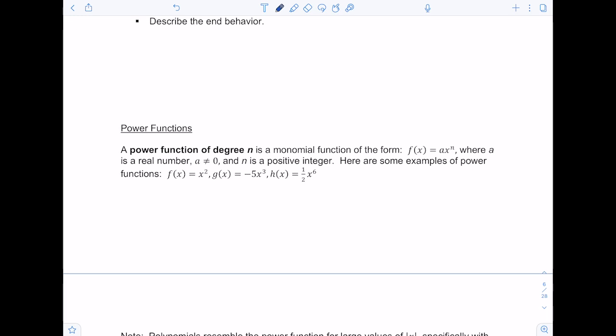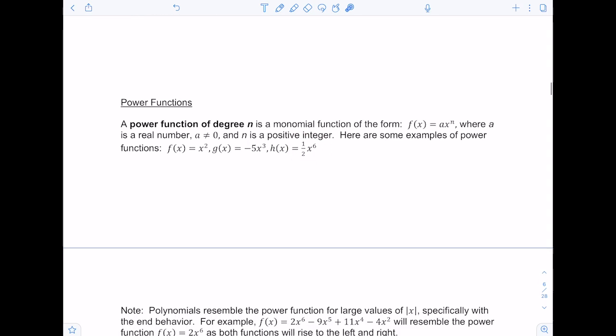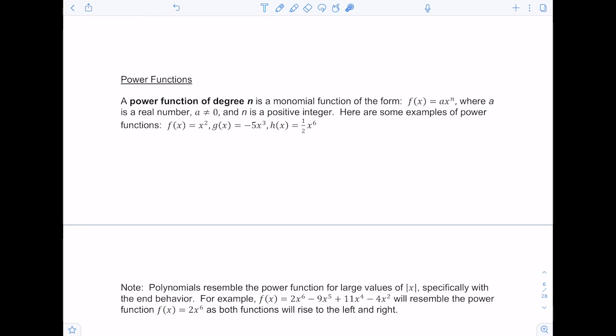Okay, and the only other thing I want to point out to you are what power functions are. They are functions of degree n, and they're in monomial form. So mono means 1, right? It's one polynomial. Okay, it's going to resemble something like this. So if you had like x squared, that's called a power function. Negative 5x cubed, 1/2 x to the 6th. Okay, and what's important to remember is that polynomials resemble a power function when you have large values of the absolute value of x, specifically with end behavior.